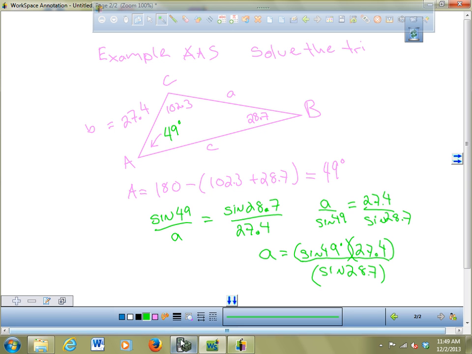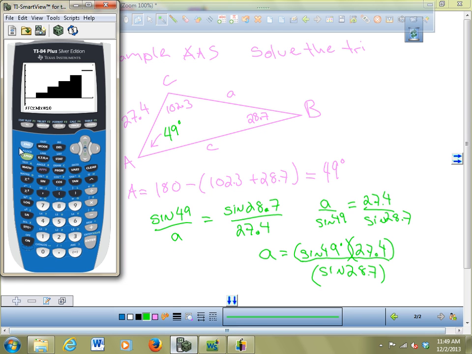So I'm going to grab my calculator just to show you how you do this. And so second, quit. The first thing for these problems, you don't want to be in radian mode. You want to be in degree mode. So first of all, set your calculator to degrees. Okay? And then just make sure you're doing things in the right order.